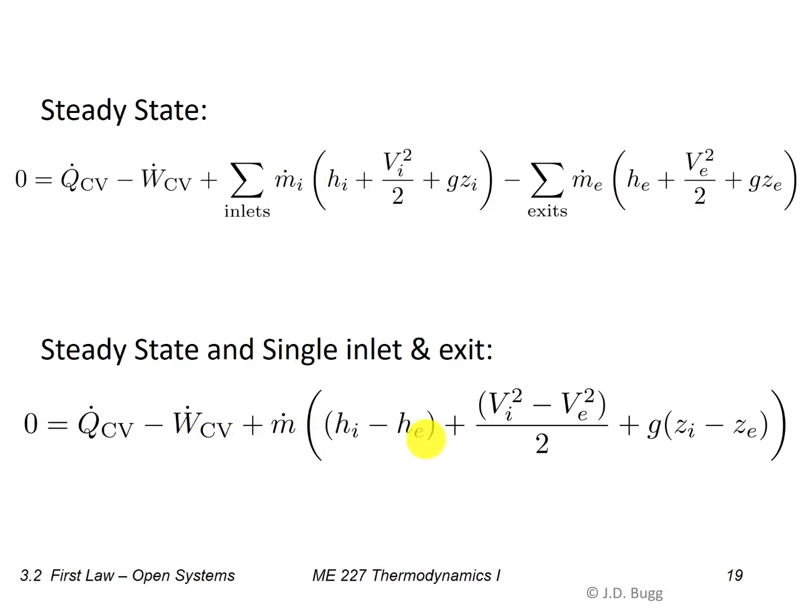So in this version, we've factored that mass flow rate out, and it's right here. Now typically, if that's the case, we don't bother with a subscript on the m dot because it's the same at the inlet and the exit. So we factor the m dot out, and then we can show that this term consists of an enthalpy change, a kinetic energy change, and a potential energy change.